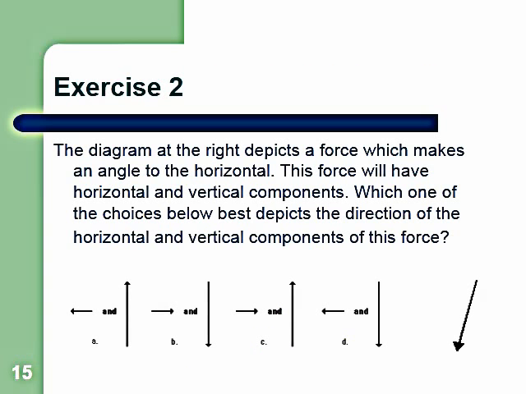Moving on, exercise 2. The diagram on the right depicts a force which makes an angle to the horizontal. This force will have horizontal and vertical components. Which one of the choices below best depicts the direction of the horizontal and vertical components of the force? I want you to pause the video now and have a little think about that, unpause it and see if you're on the right track. It helps to draw diagrams for this.